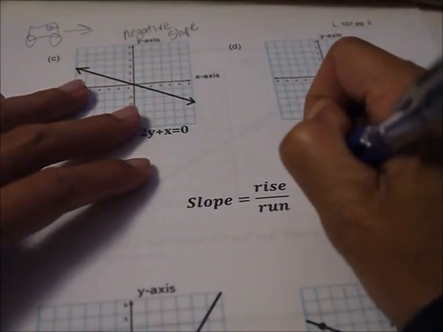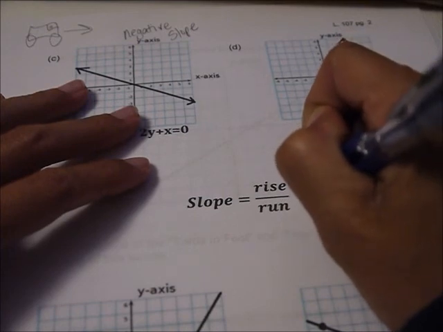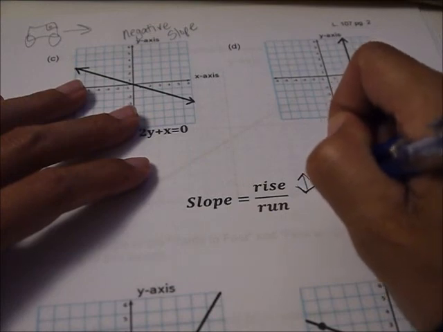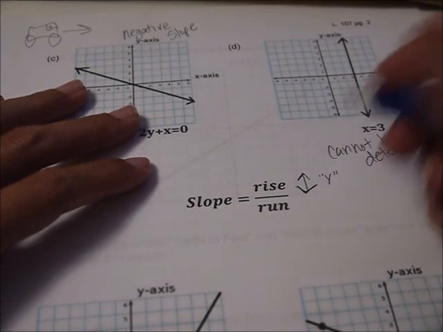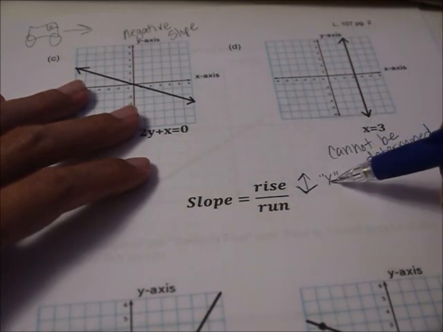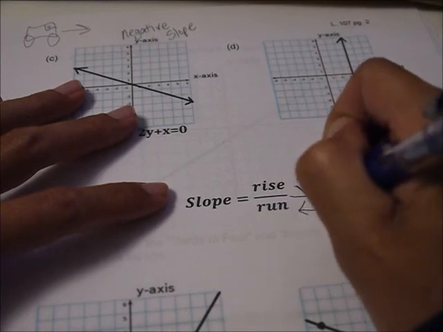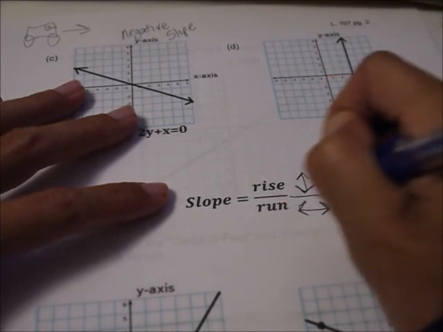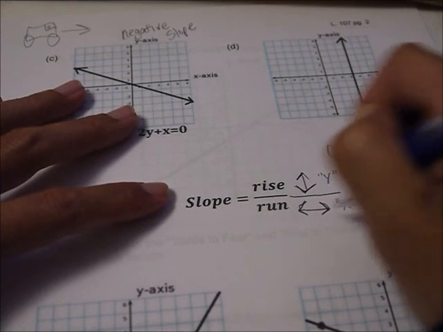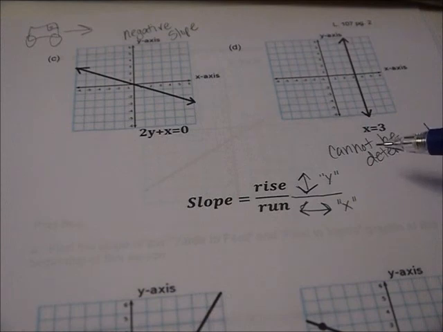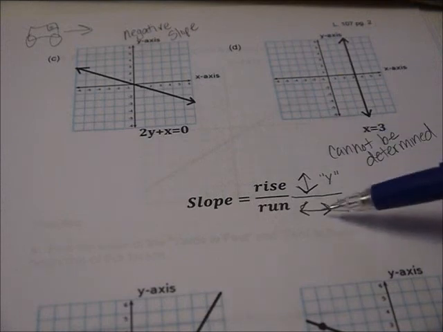Rise means up or down. I want you to write that. Up and down. Or we call it our y component. Our y tells us how high, right? So when we go up or down, we're traveling the y-axis. And the run means left or right, from left to right. And that's your x component, because it runs along the x-axis. So rise over run, you're going to hear that for the rest of your math career, okay? The slope of a line is the ratio of its rise to its run, rise over run.